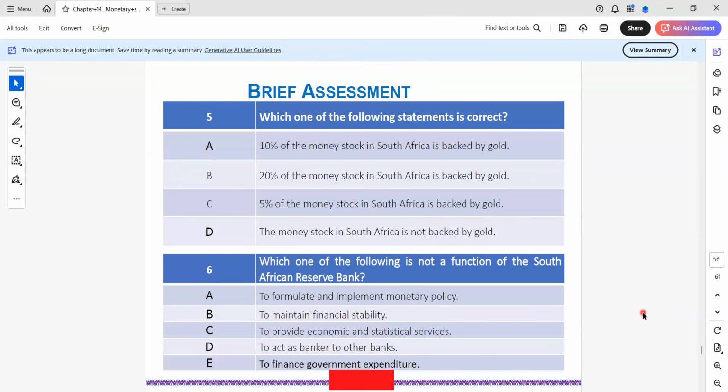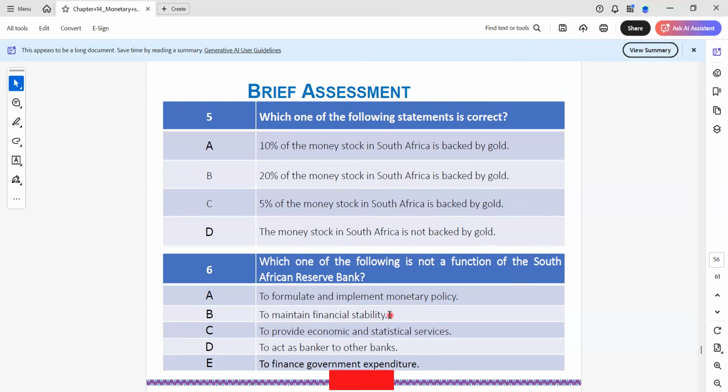Which of the following statements is correct? The answer is D. Money in South Africa is not backed by gold, right? The value of money in South Africa, or the value of the rand, is determined by the supply and the demand in the foreign exchange markets, right? So it is not backed by gold. So the answer here is D.